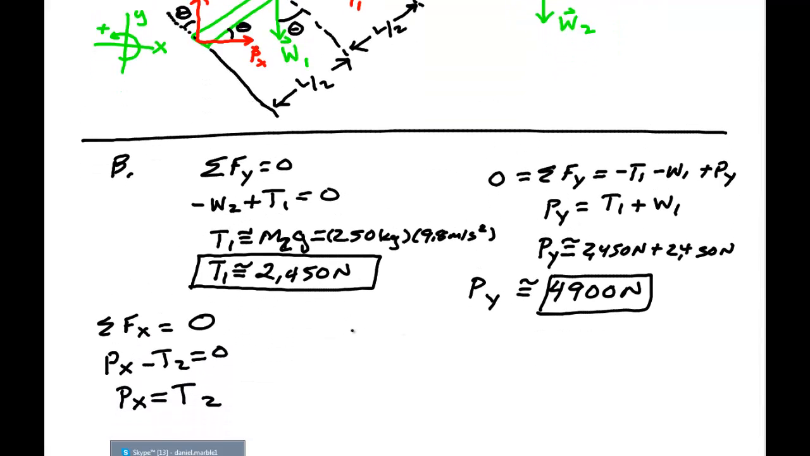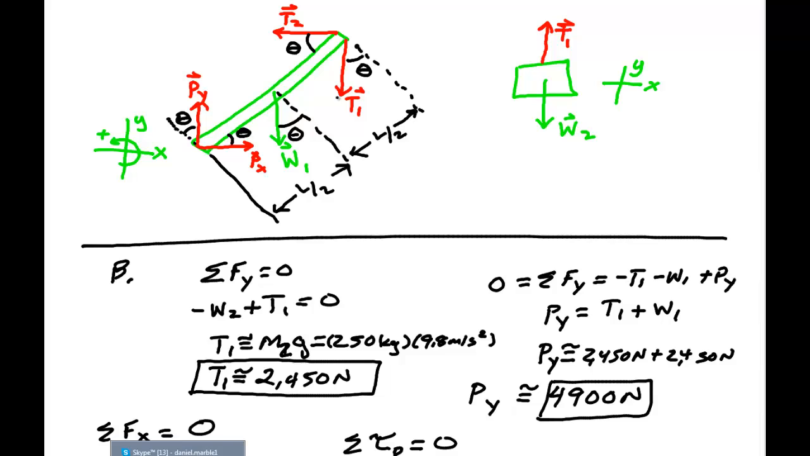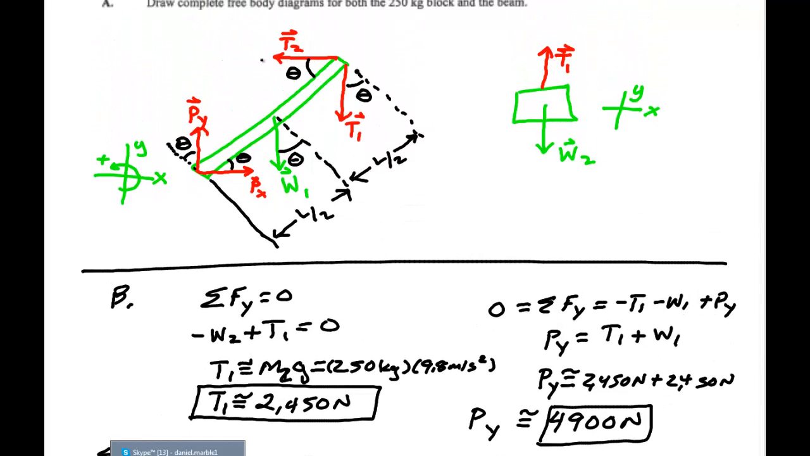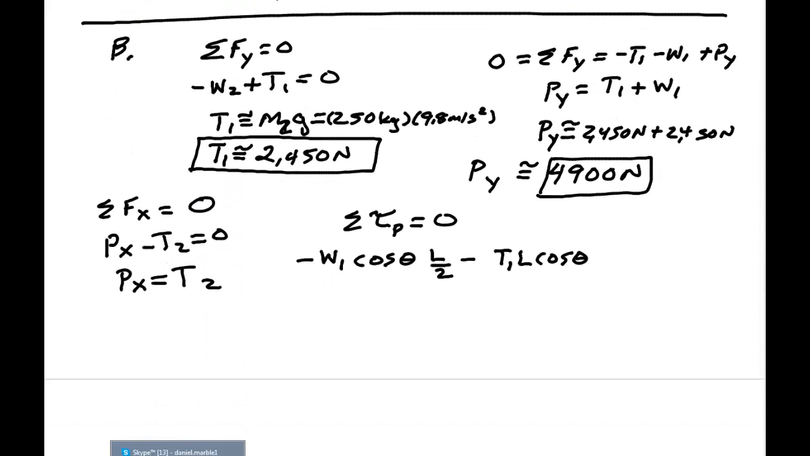Let me do that. Sum of the torques about point P is 0. Those torques are first W1. I'm looking for the perpendicular component, so that's cosine theta times L over 2. That's the moment arm, and it's pulling the bar in the negative direction. Minus T1 L. T1's moment arm is the whole bar, which is L, and I'm looking for this side, that's the cosine. Then going back up here, I have T2. The perpendicular part is this side right here, so that's the sine. And again, I have L, and that's in the positive direction.